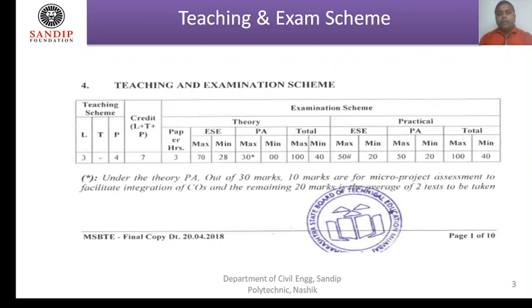And in practical session we have an external end sem exam and internal progressive assessment. See, both are for 50-50 marks. So if we see a mark distribution, theory carries 100 marks and practical carries 100 marks. That means total 200 weightage we have for this subject.